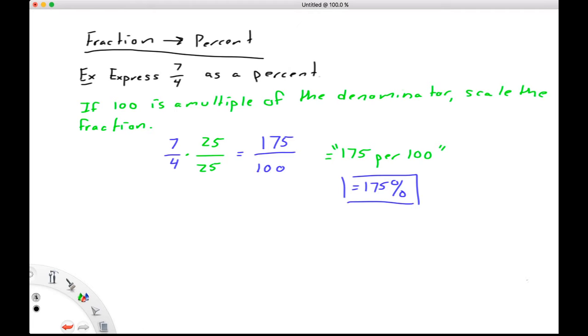Okay. Now, this works really well when we do have a denominator that has a multiple of 100. But in the case where we don't, say we had something like 5/8, and so we wanted to express 5/8 as a percent. Here we can make this a decimal first and then translate the decimal to be a percent.